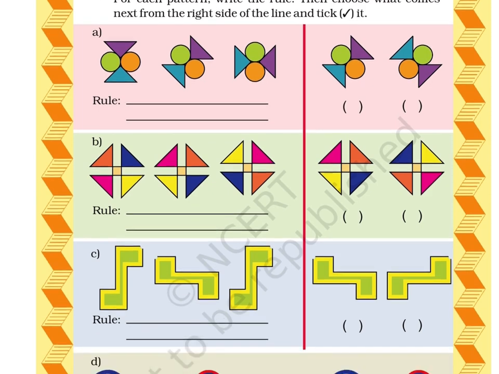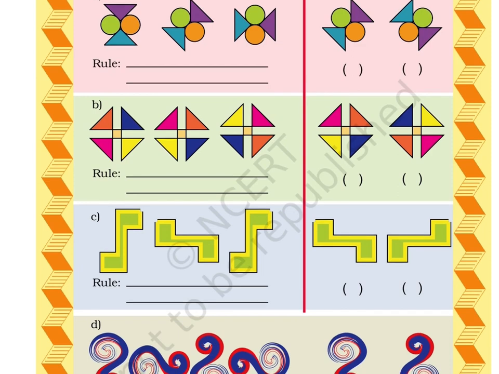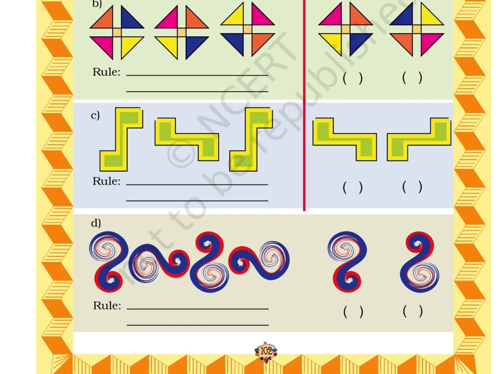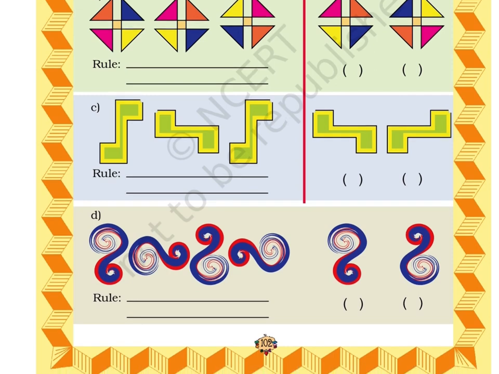Tick mark the correct one. C. A typical pattern is shown again following a repeat pattern. Identify the rule of the pattern and write it down in the blank space provided. Also choose what would be the next repeat from the 2 options given on the right by tick marking the right one.